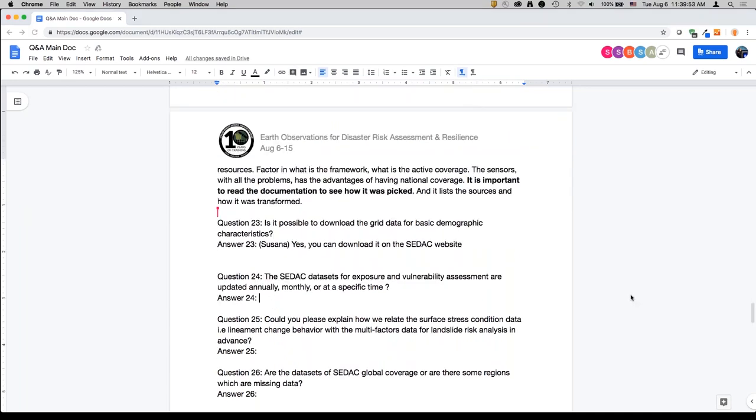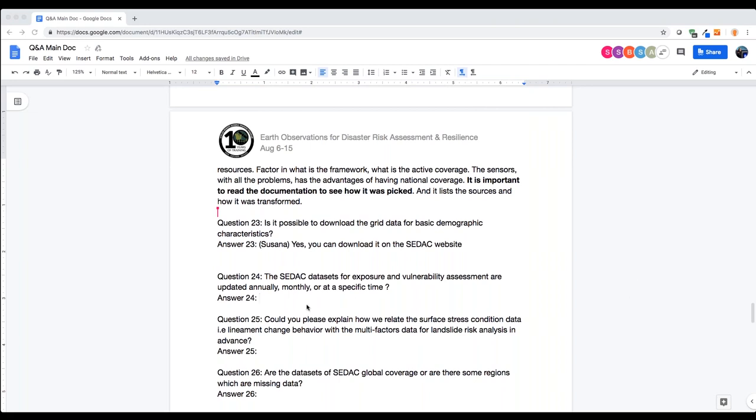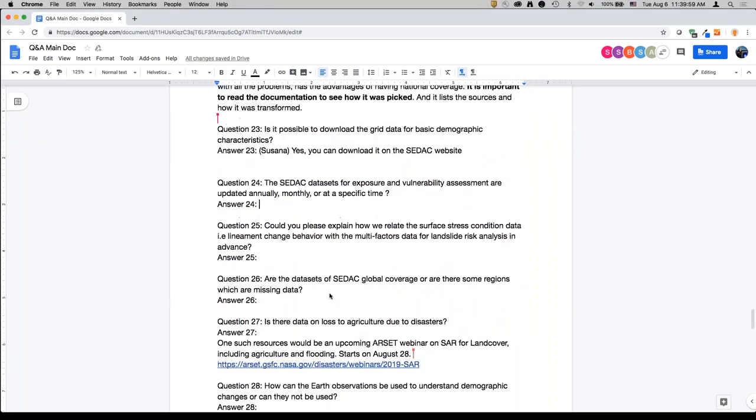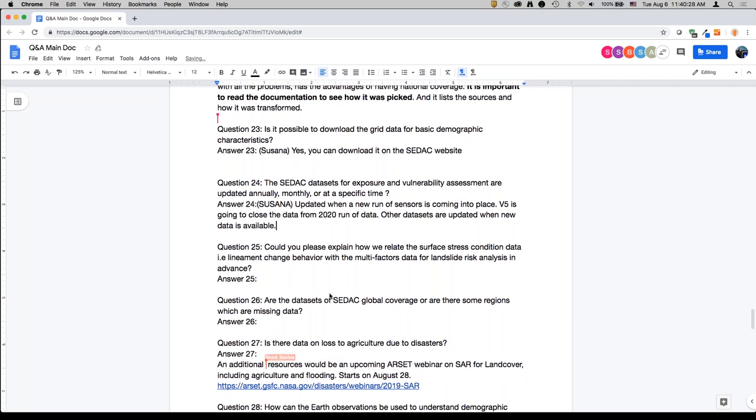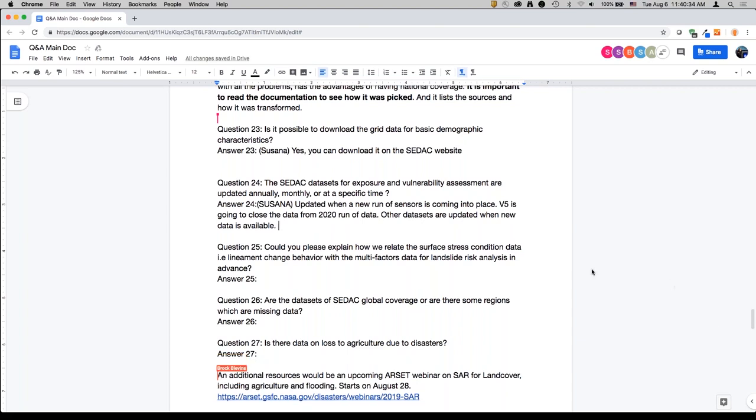Question 24, depending on the data set, the population of the world is updated when a new round of censuses comes into place. At this point, we are working toward version 5, and that version is going to include the data from the 2020 round of censuses, so it's just starting the process. Other data sets are updated when new data becomes available. For example, the GRoads now, the idea is to try to transform from a very static data set to a more dynamic data set, including OpenStreetMap, but that depends on the data set.